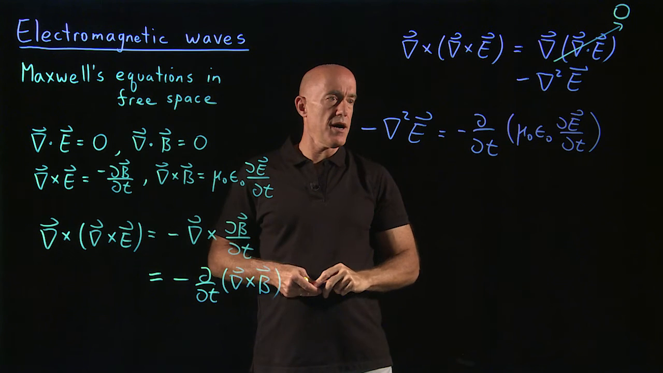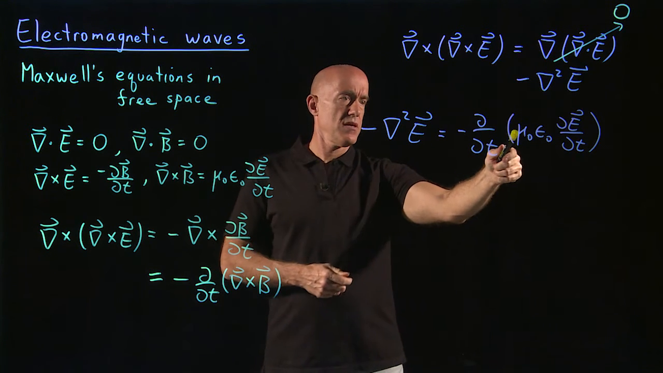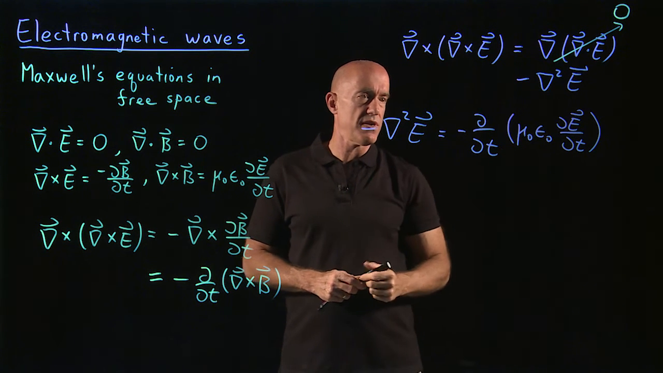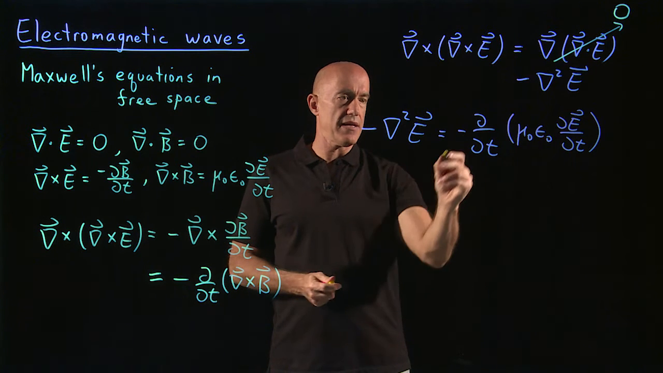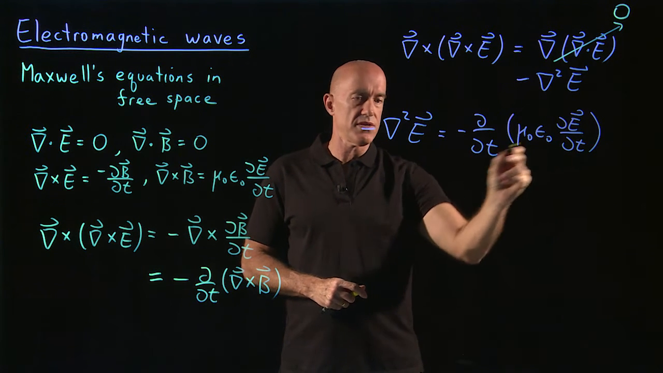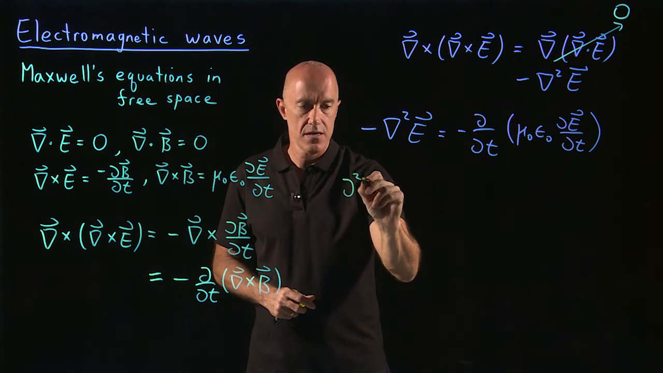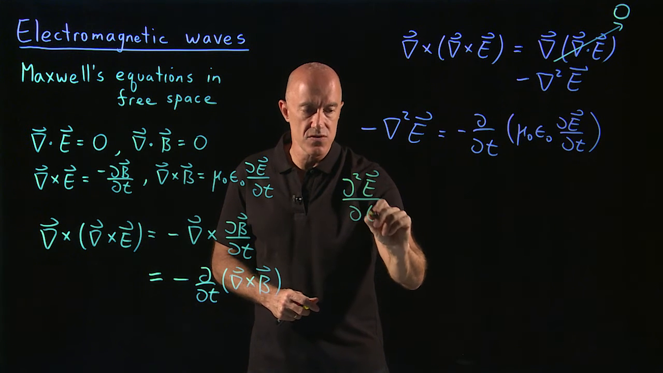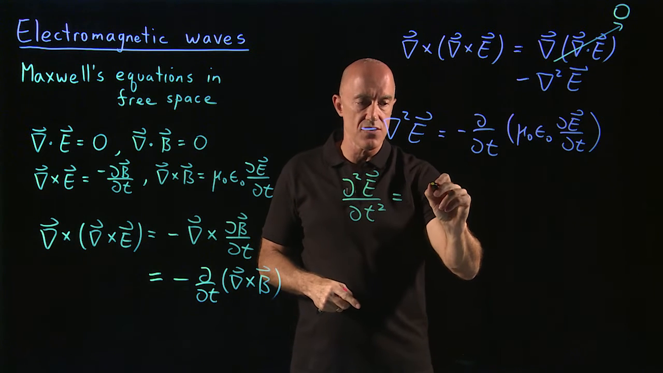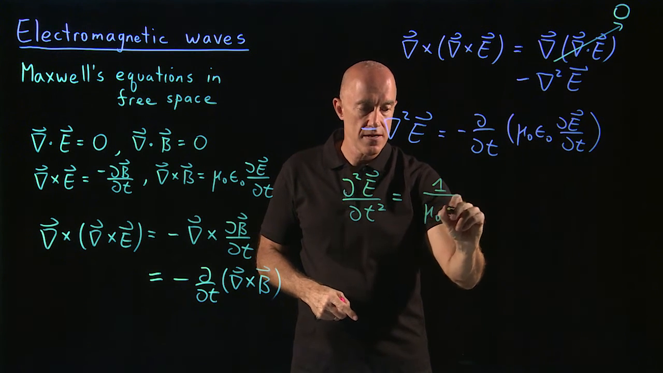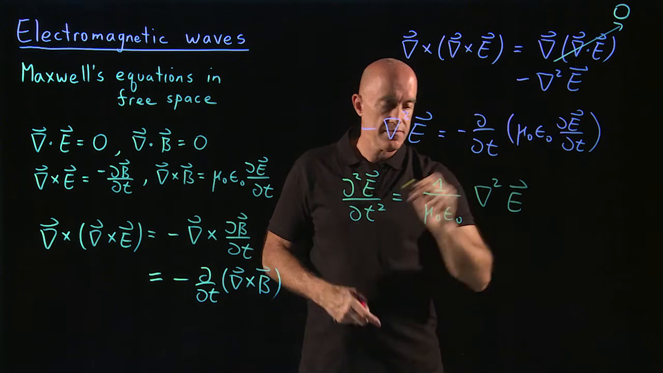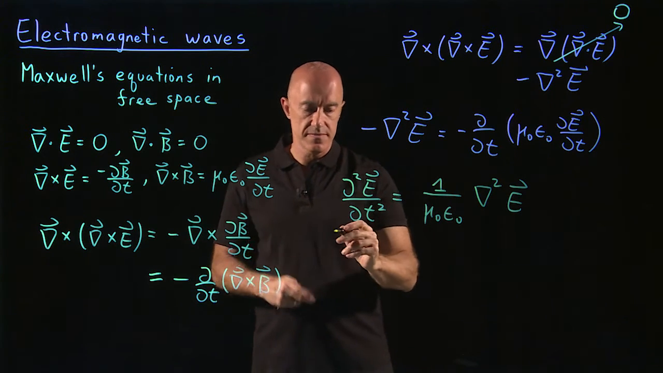Okay. Two minus signs, mu naught epsilon naught is a constant. The time derivative of the time derivative is a second derivative. So I can clear the minus signs, and then I can put the time derivative on one side. So then we get d squared E dt squared, right? And then divide through by 1 over mu naught epsilon naught. So 1 over mu naught epsilon naught, and then we have the Laplacian del squared E. Okay? This is a wave equation.